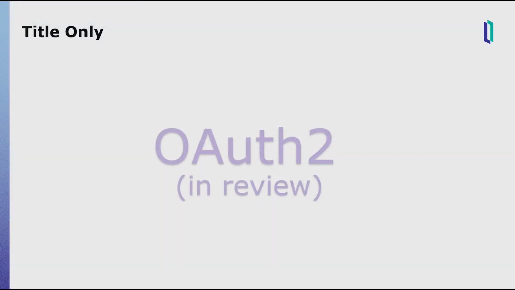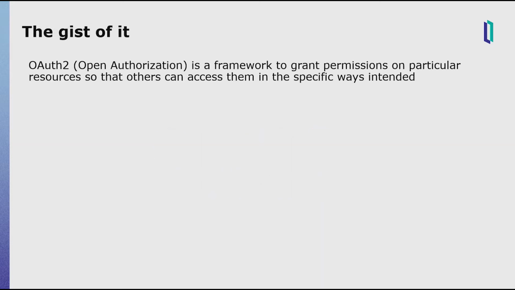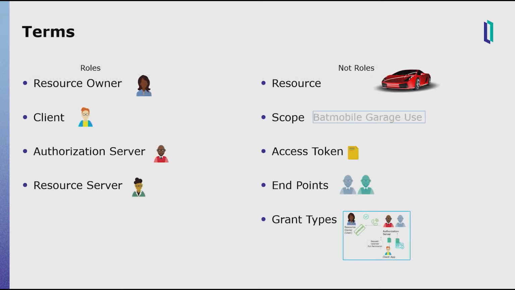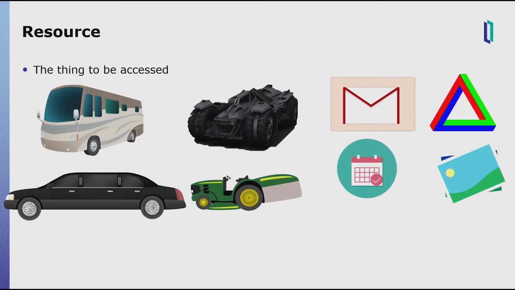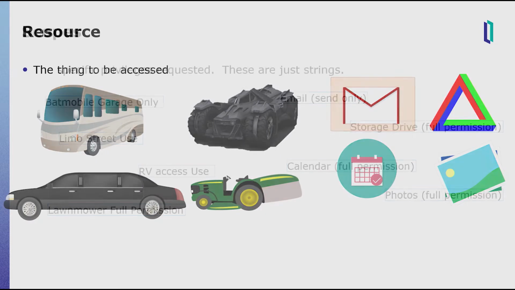We did this in 40 minutes last time, so let's see if we can do it in just a couple. The gist of it: OAuth 2, Open Authorization, is a framework to grant specific permissions on particular resources so that others can access them in the specific ways intended. There are many terms, some of which we'll go over. A resource: this is the particular data or operations that an application wants to get a hold of.